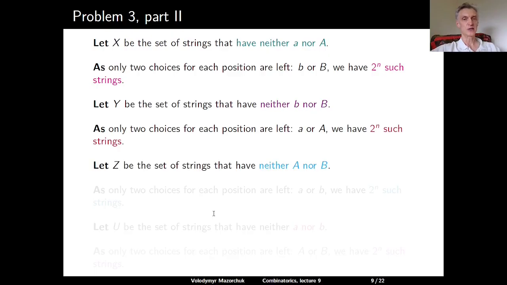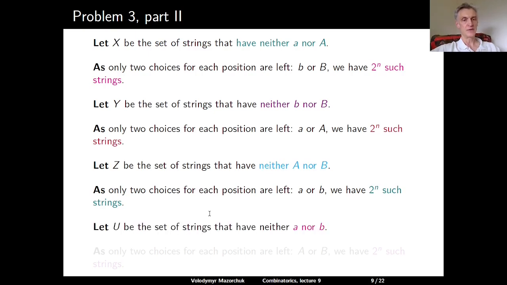Let Z be the set of all strings where we don't have any uppercase. So in any position we only allow lowercase letters, 2 choices for each position, 2 to the power n strings of this form. And finally, let U be the set of strings where we don't have any lowercase. So we only allow uppercases, 2 choices for each position, 2 to the power n such strings.